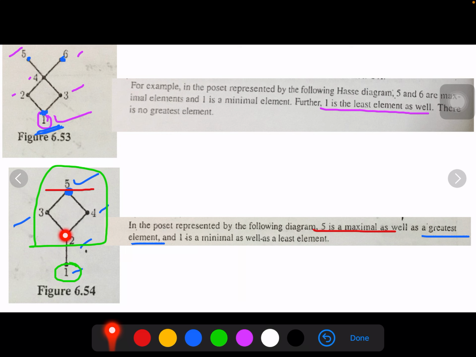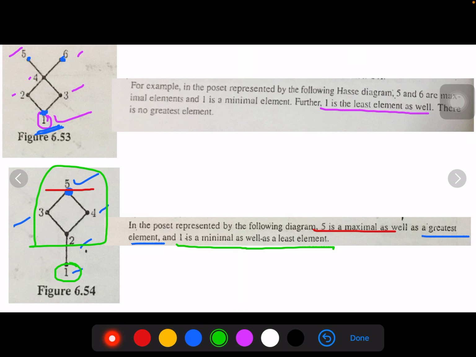Therefore it's connected, and it's connected from the transitive property. Since it is connected to all above elements, you can call this a least element. Therefore 1 is the minimal as well as least element. This is the explanation for maximal, minimal, greatest and least elements.